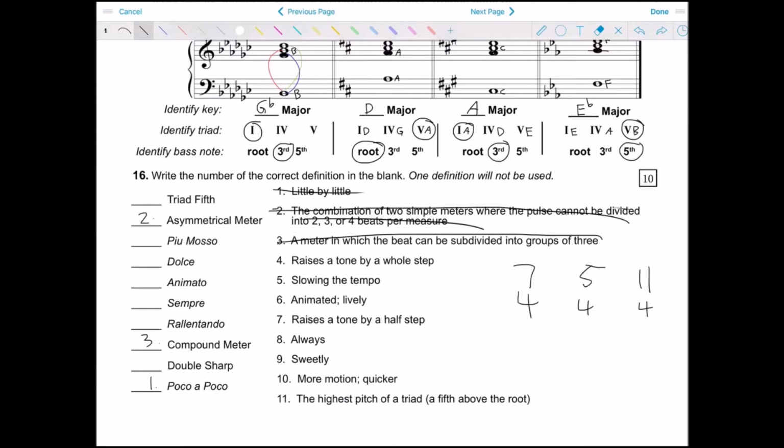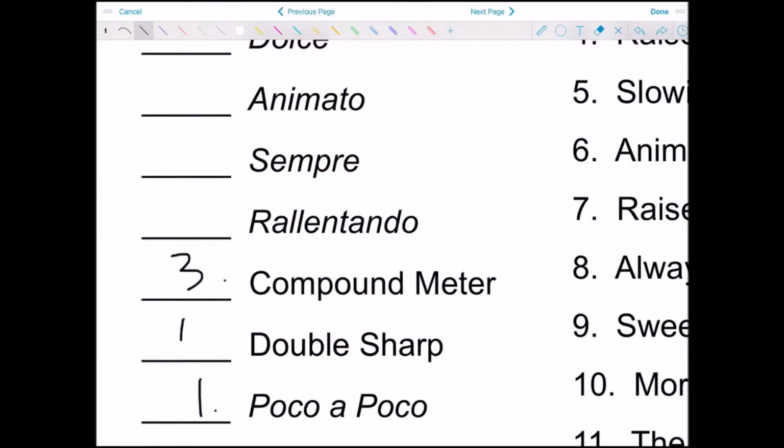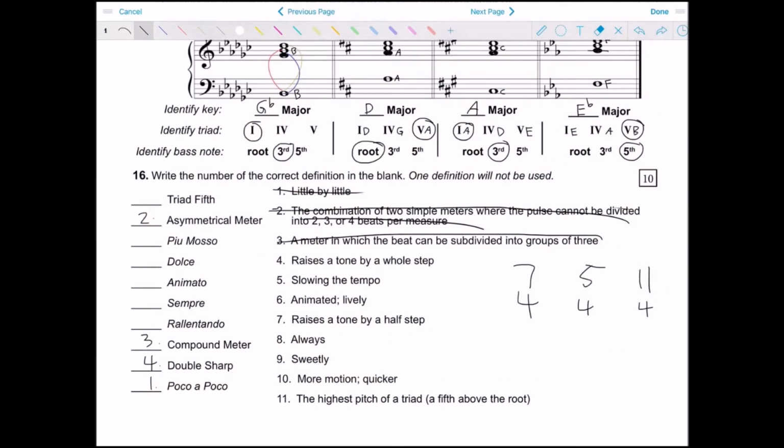Okay. Number 4, raises a tone by a whole step. That would be a double sharp. A double sharp raises a note by a whole step. A sharp raises a note by a half step. A flat lowers a note by a half step. A double flat lowers a note by a whole step. Alright, there's number 4.